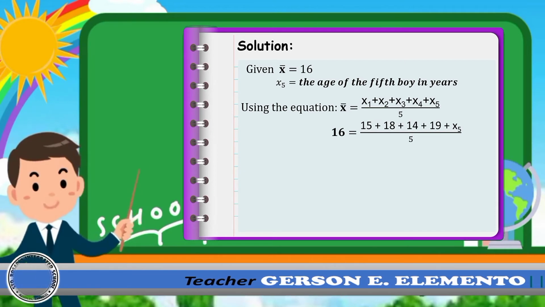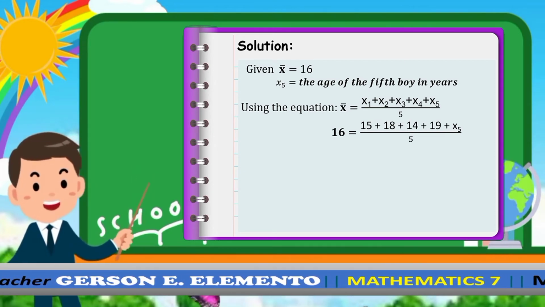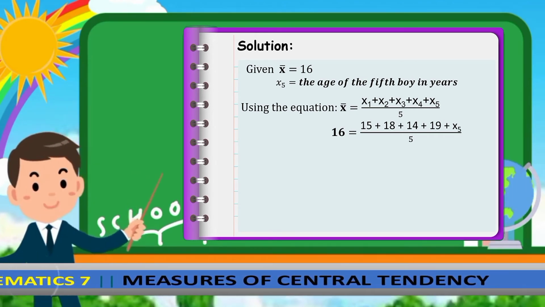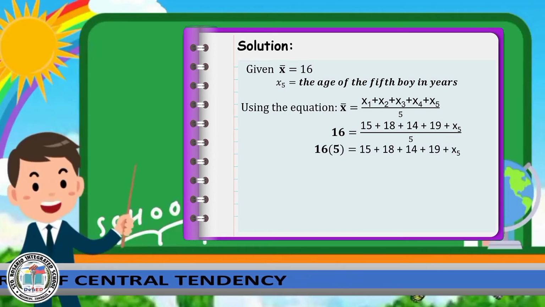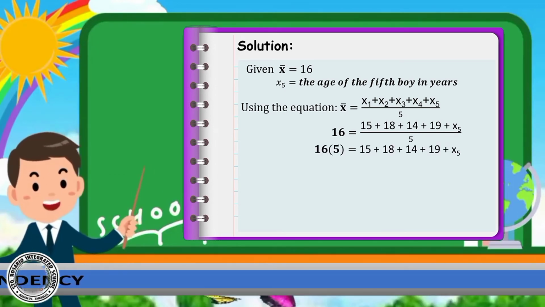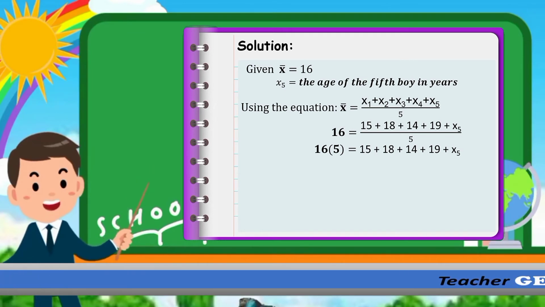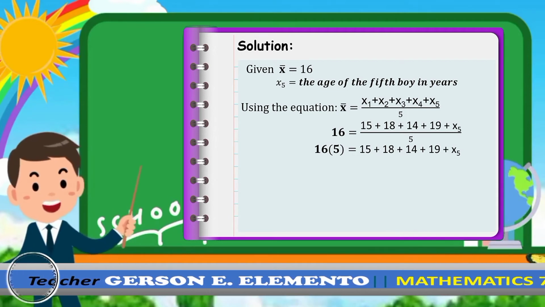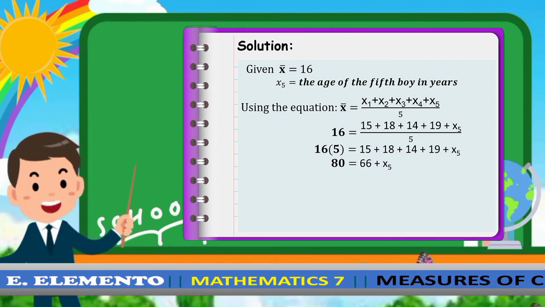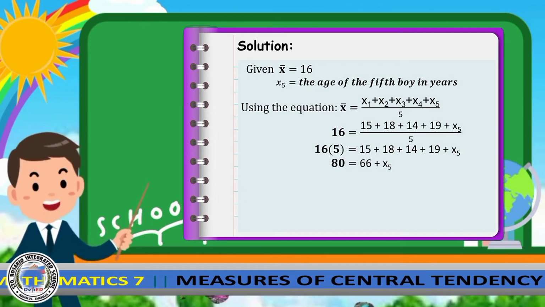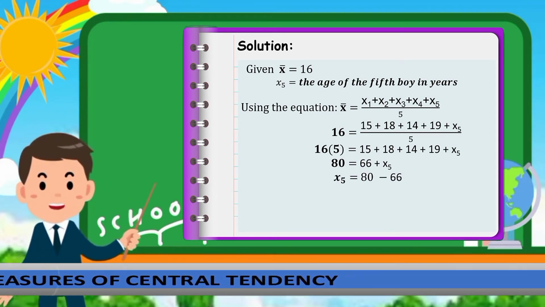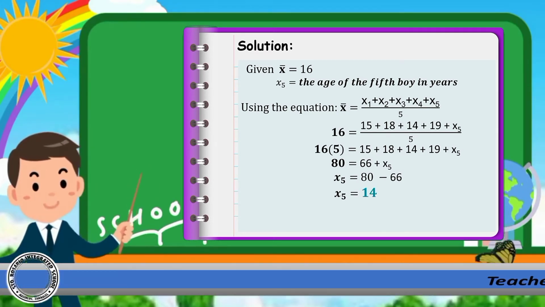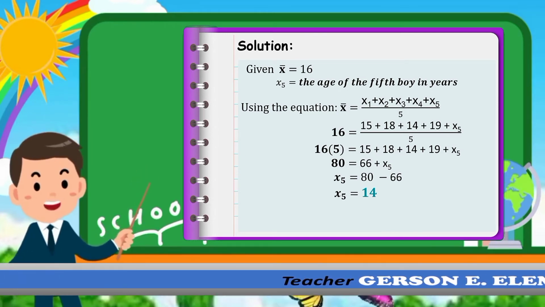Substituting the values, we have 16 equals 15 plus 18 plus 14 plus 19 plus x sub 5 all over 5. Using multiplication property of equality, we get 16 times 5 equals 15 plus 18 plus 14 plus 19 plus x sub 5. So we get 80 equals 60 plus x sub 5. So the value of x sub 5 equals 80 minus 66. So what is x sub 5? If your answer is 14, you are correct. X sub 5 equals 14.